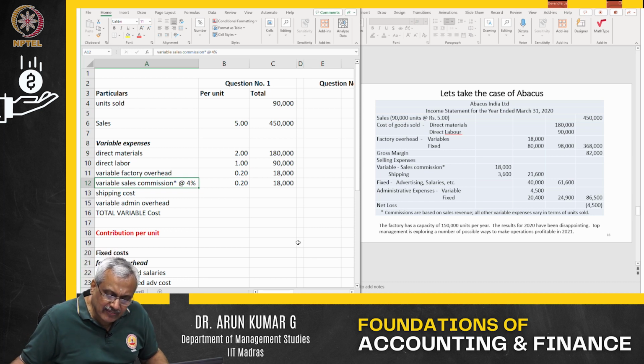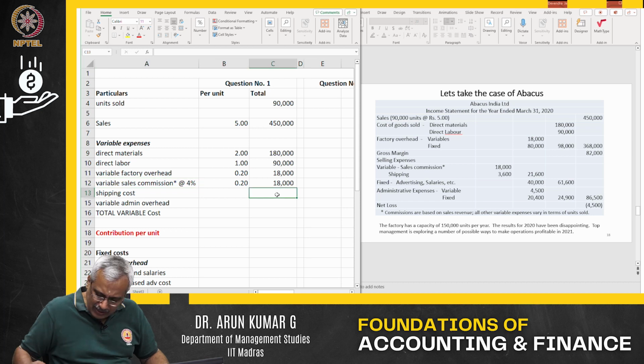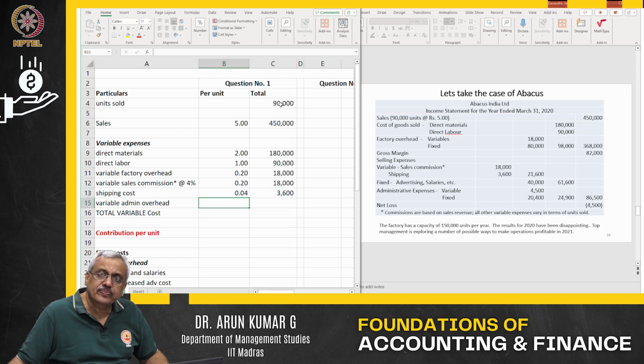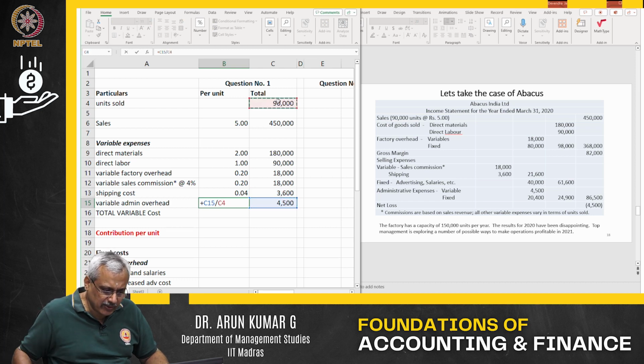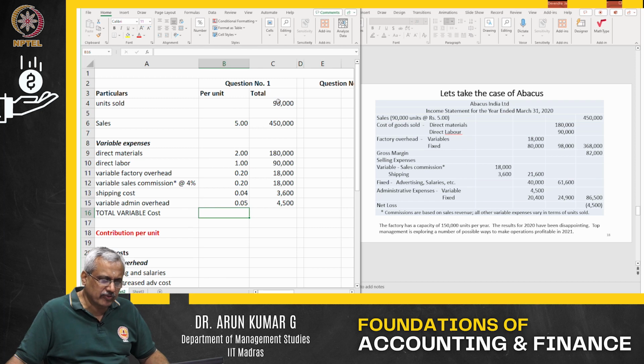Next we move on. Variable shipping, my shipping cost is about 3,600. That is going to be the cost per unit. Then I have my fixed admin and advertising salaries, I am ignoring that. Then I have my variable admin expenditure of 4,500. So, 4,500 variable divided by 90,000 is going to give me about 0.05. This is what I call the variable cost.